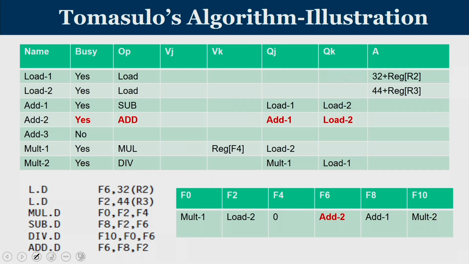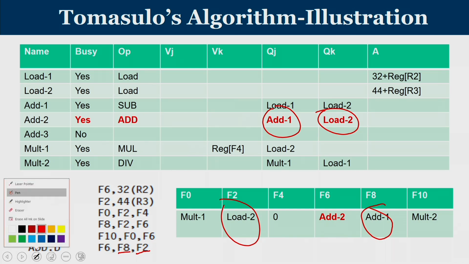And now we come to the last instruction, that is the add instruction, where you can see the first operand is F8, the second operand is F2. F8 knows that it is the result of add 1, and for F2 you have to wait for the result of load 2. So, this is the way all these instructions are going to work.